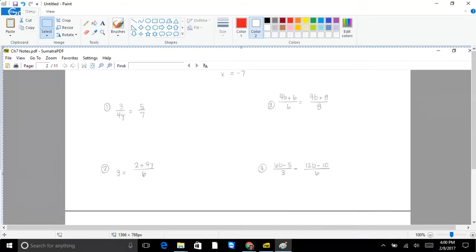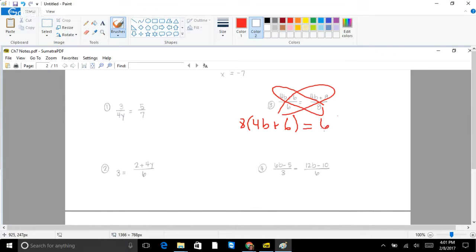All right. So here's where it gets really complicated. This is when you get to the end of your homework because it's 1 through 29 odd. We have (4b plus 6) over (4b plus 8) equals 6 over 8. So we're going to cross multiply to solve for b, right? We have 8 times (4b plus 6) equals 6 times (4b plus 8).